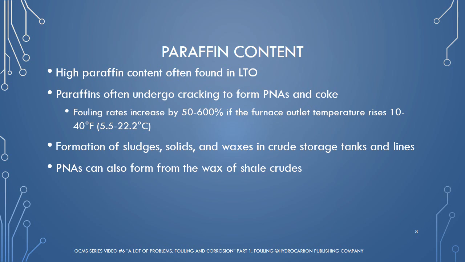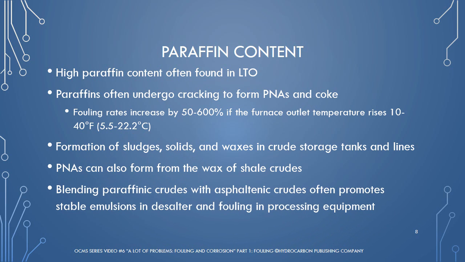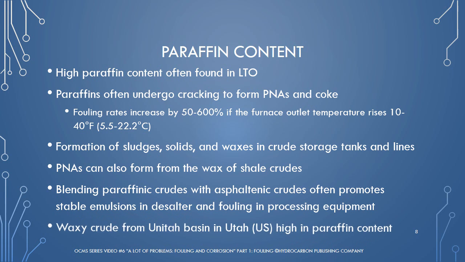The blending of paraffinic crudes with asphaltenic crudes promotes stable emulsions in the desalter and fouling in processing equipment. One crude high in paraffin content is waxy crude from Utah's Uinta Basin in the United States.